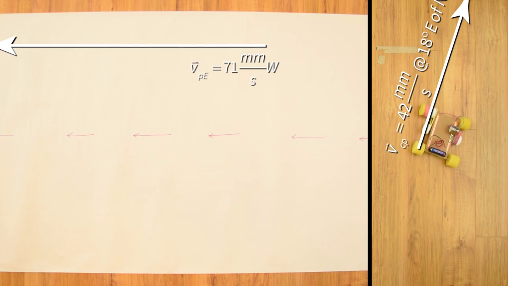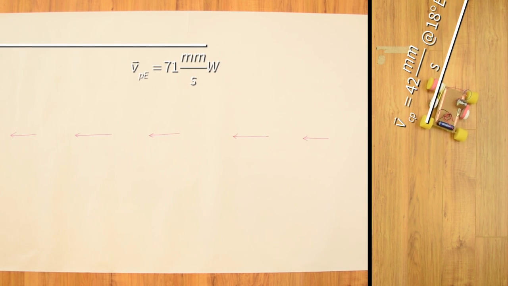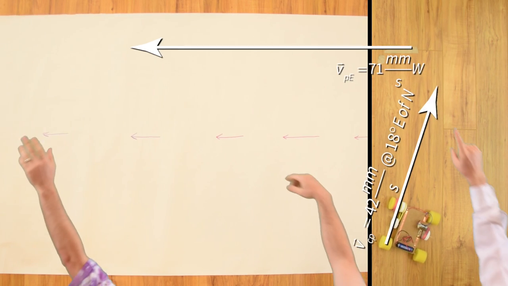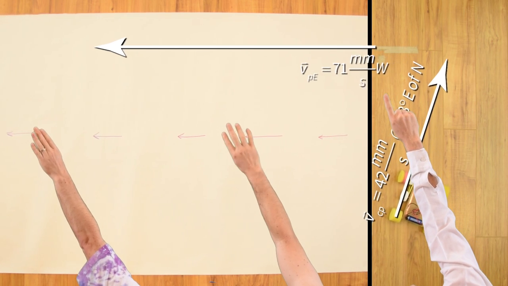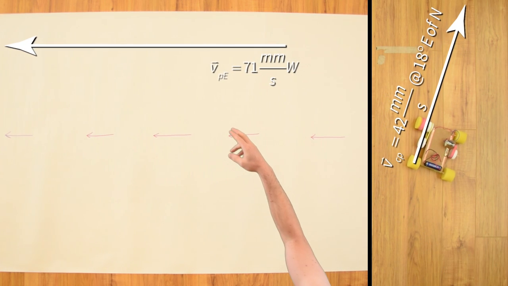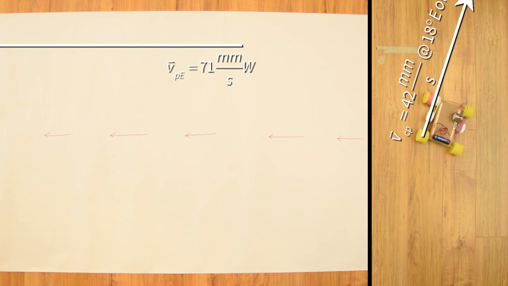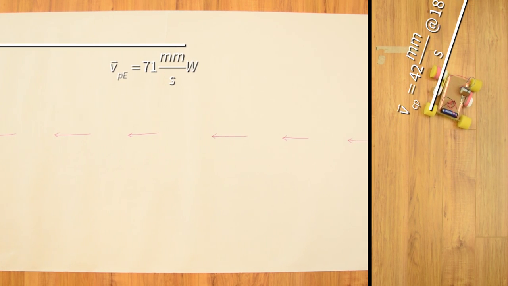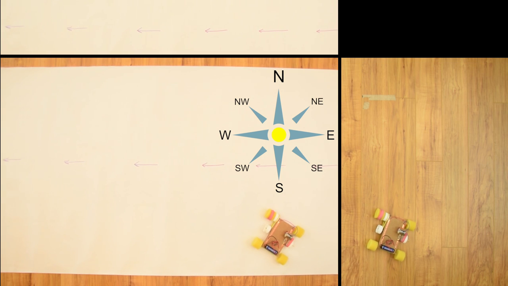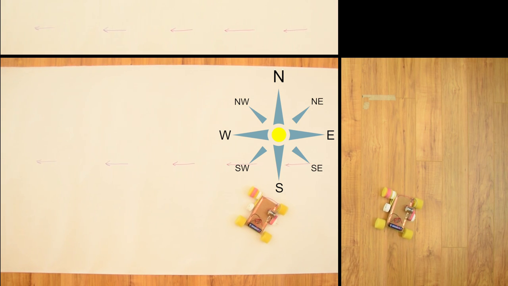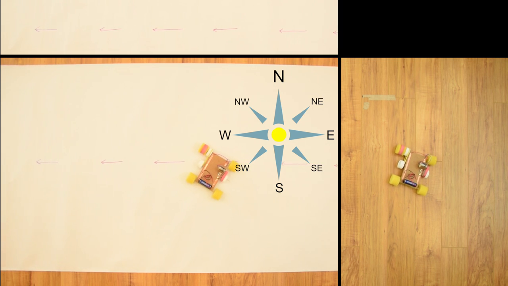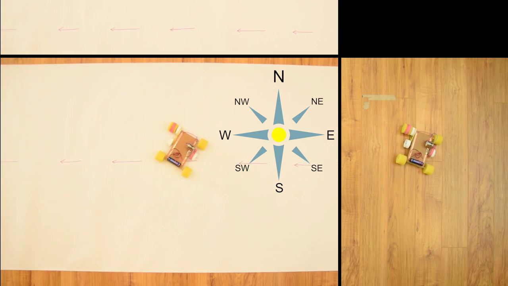Please take a moment and point in the general direction you think the car is going to move when we place it on the paper. You are all correct. The paper will pull the car westward, and the car will end up moving somewhere between north and west. Now, let's place the car on the paper and watch the result. You can see that we get exactly what you all suggested. The car moves somewhere between north and west.